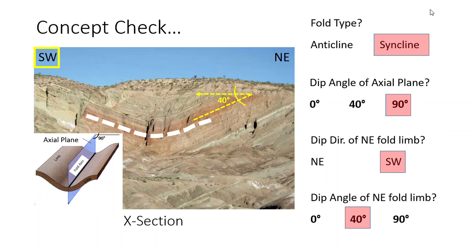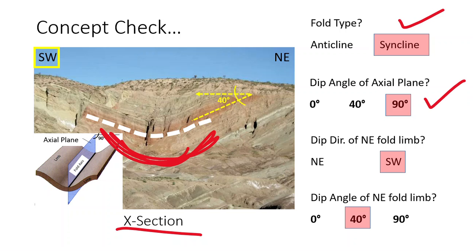So let's get some practice recognizing the different parts of a fold and describing the orientation of folds. Here we're looking at a cross-sectional diagram of a syncline. We know that because it's a downward arching fold, like a basin. So how about this second question? What's the dip angle of the axial plane of the fold?